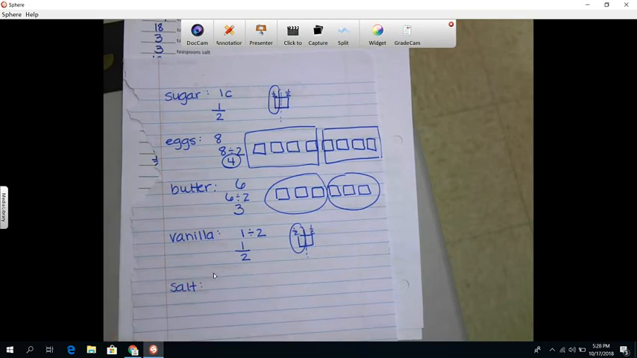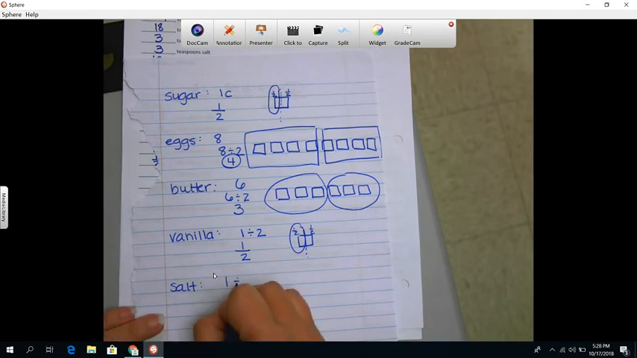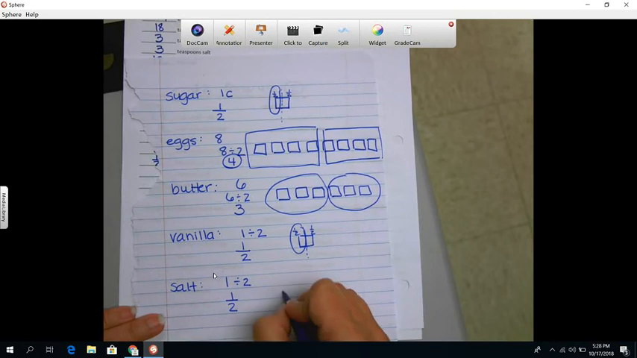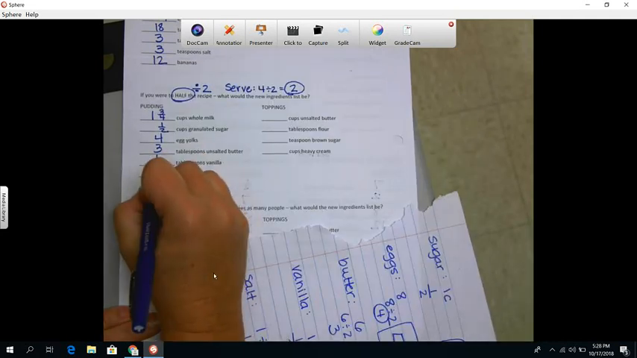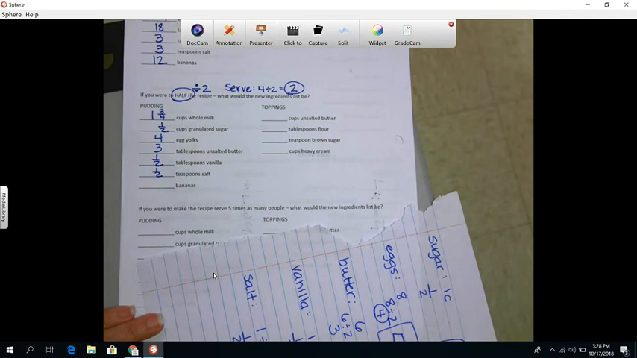Salt. I needed 1 teaspoon of salt. Again, 1 divided by 2 is the same as 1 divided by 2. And I draw my picture, split it down the middle. We have a 1/2 and a half. That right there gives me a 1/2 teaspoon of salt as well.